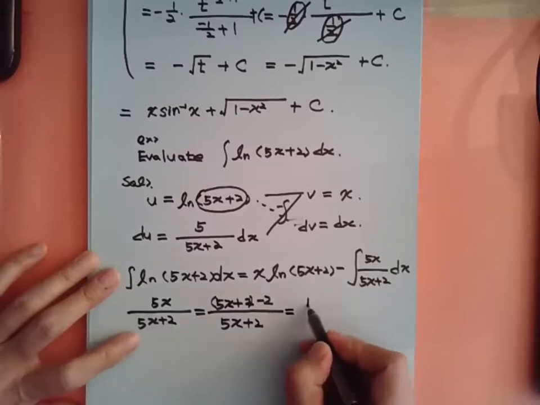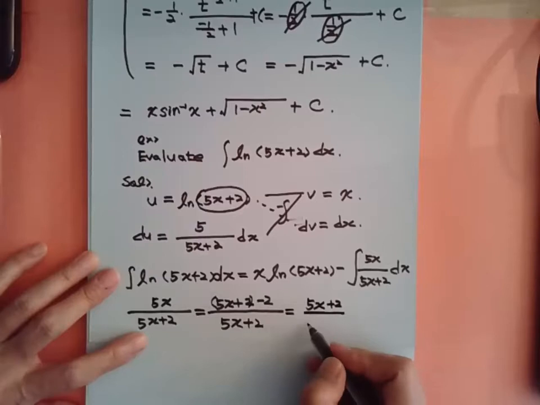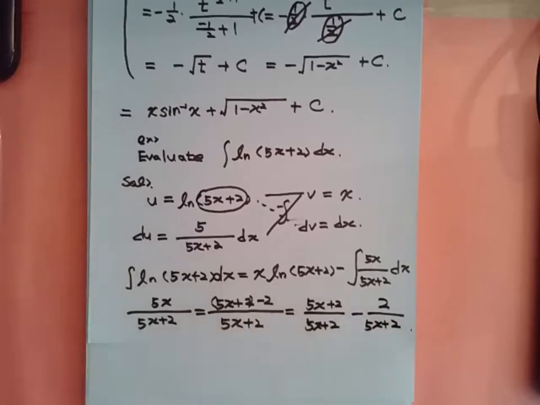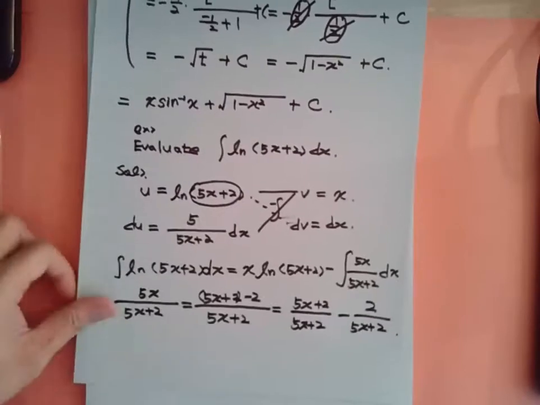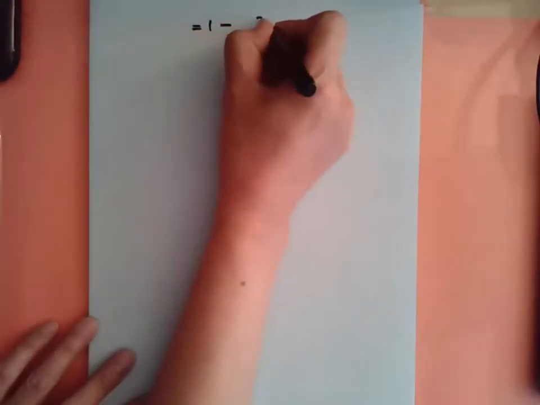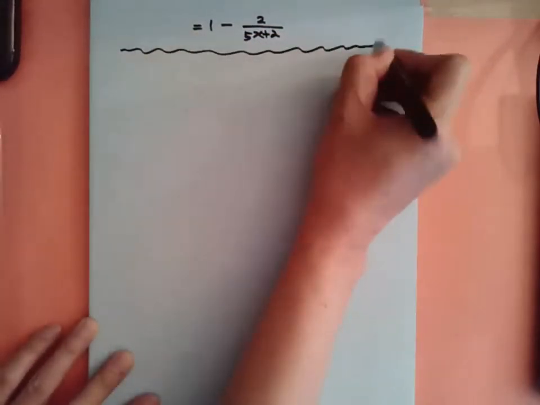Then we realize that when we separate that, that becomes (5x plus 2) over (5x plus 2) minus 2 over 5x plus 2. Right? So we can rewrite the fraction as 1 minus 2 over 5x plus 2. So that is all about the fraction.